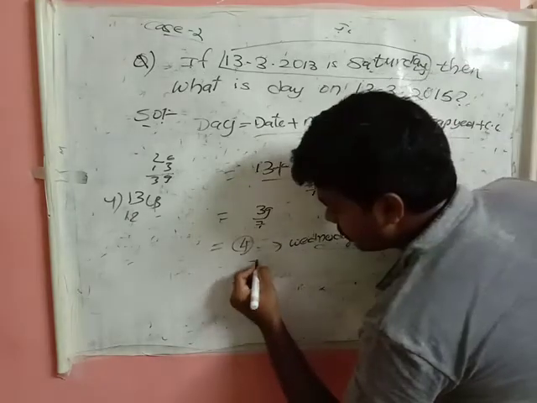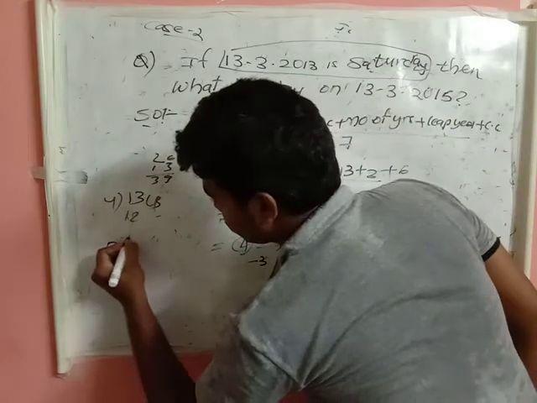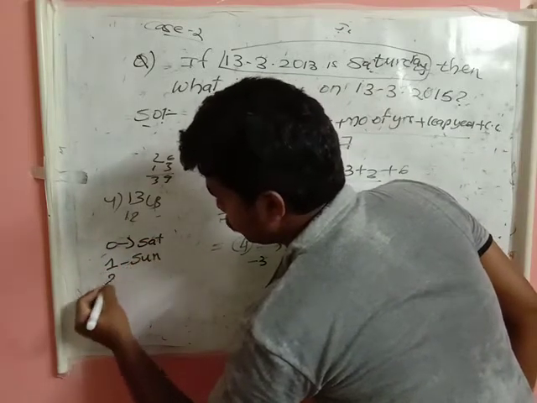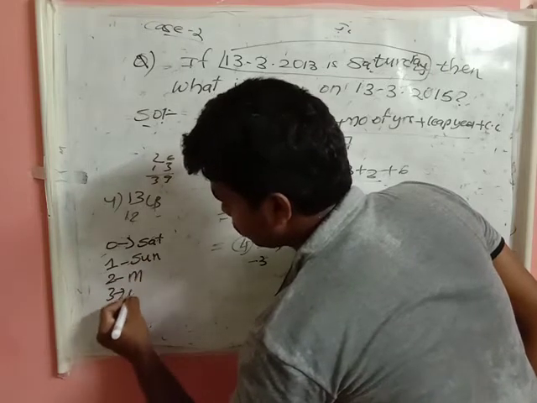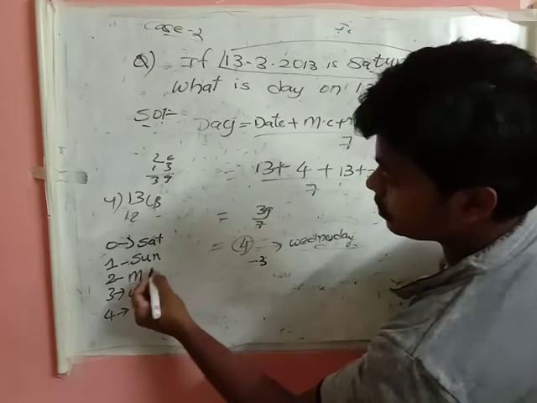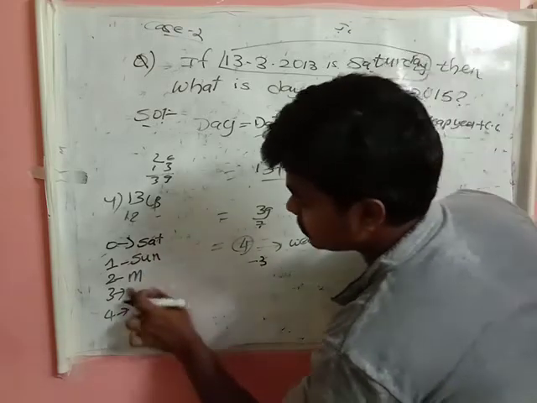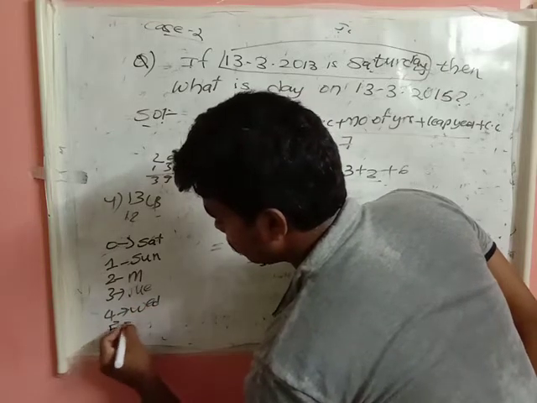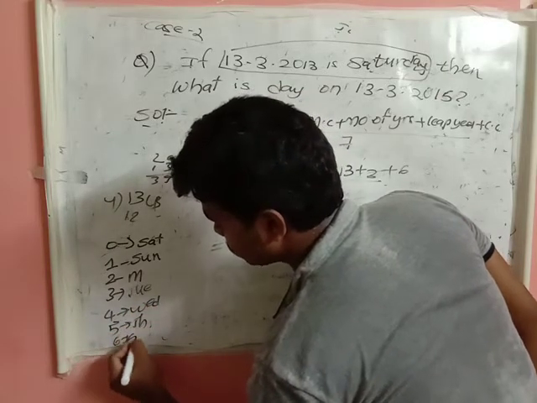So minus 3. 0 is for Saturday, I told you. 1 is for Sunday, 2 is for Monday, 3 is for Tuesday. So Saturday, Sunday, Monday, Tuesday. 4 is for Wednesday, 5 is for Thursday, 6 is for Friday.